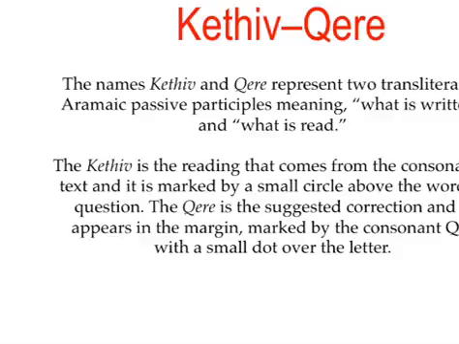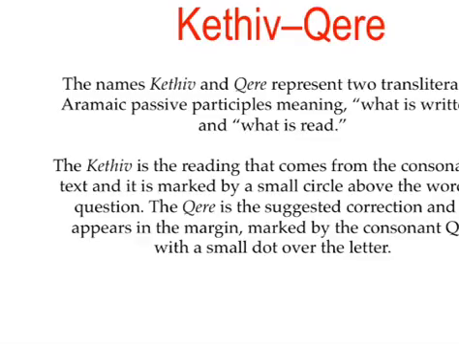The names Kethiv and Kareh represent two transliterated Aramaic passive participles, meaning what is written and what is read. The Kethiv is the reading that comes from the consonantal text, and it is marked by a small circle above the word in question. Now that means that your Hebrew Bible has the text in it. Sometimes the consonants are going to have a little circle over it. That circle is going to mark the Kethiv, that is that consonantal text, what is written in the text, and it's going to identify a note in the Masorah.